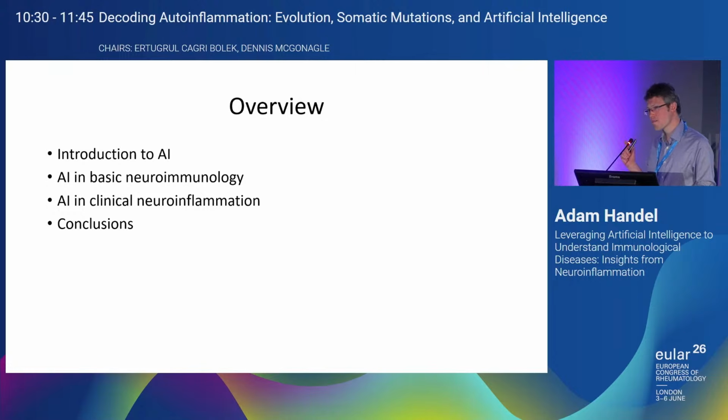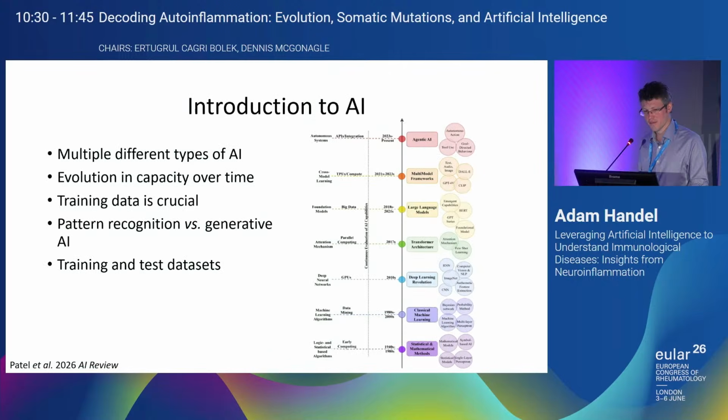And I'm going to split it down into a very brief introduction to AI, very topical at the moment. I do a lot of bioinformatic work, but I wouldn't claim to be a computer scientist, so I'm going to try and make it reasonably straightforward conceptually. I'm then going to show a few examples from our own work and the work of others in where AI has been usefully applied to basic neuroimmunology. I'm going to look a little bit at how that's also started to be used in clinical areas of neuroinflammation, and then I'm going to have a few thoughts at the end.